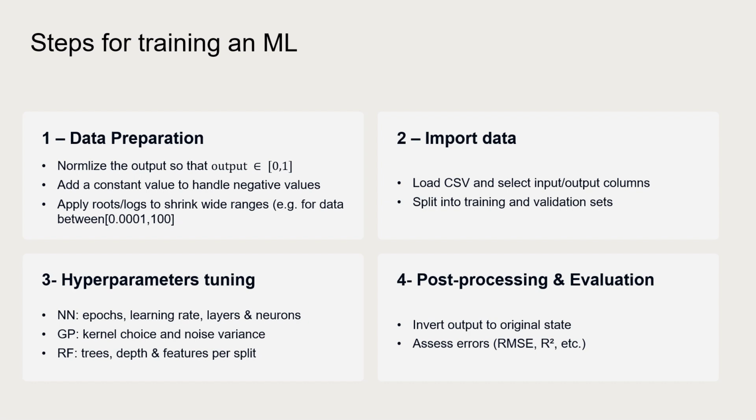Then you would need to do hyperparameter tuning for each model. If you are trying to train a neural network, you need to adjust the epochs, the learning rate, the layers, and the neurons. If you're doing the random forest, you would need to adjust the number of trees, the depth of each tree, and the feature split of each tree. Finally, you can now train your data and see the output.